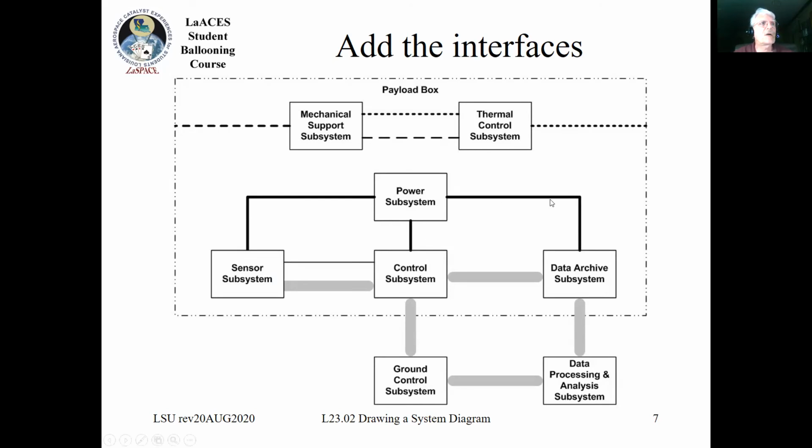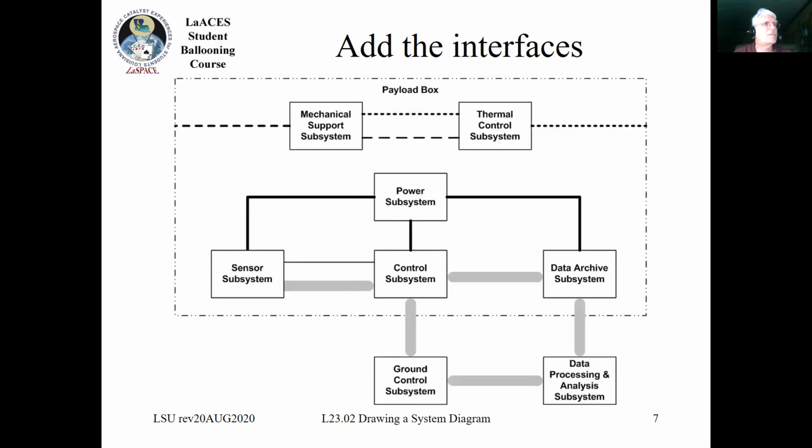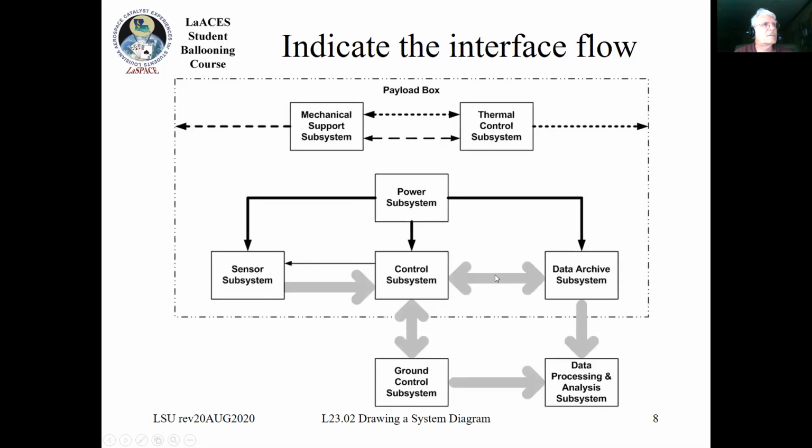So here's our power interface, in through here. Here's a control interface between the control system and the sensor subsystem, right? There's no control interface between the control system and the data archive in this concept, okay? But there is data flowing, which are these thick black lines, right? So thick gray lines are data, right? Now, which way does all this stuff go, right?